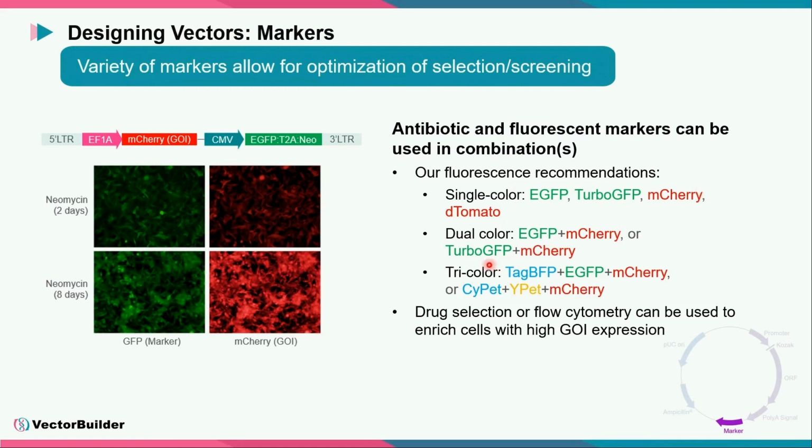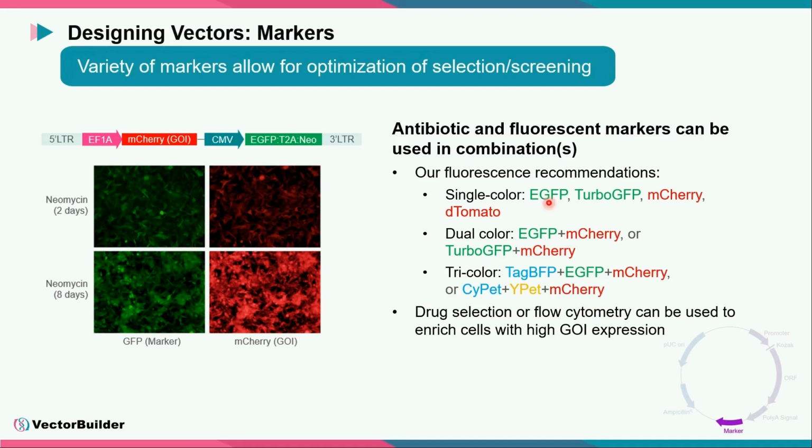Now, for tricolor, we recommend looping in BFP or CyPet, but one thing you have to keep in mind for any and all of these is that you note the excitation wavelength for your fluorescent marker, and you make sure that your equipment, your microscope and your filter are going to complement those excitation wavelengths. This is going to be really important for not only making sure that you can see your fluorescent marker, but also making sure that you don't have interference between your two or three potentially different fluorescent markers.